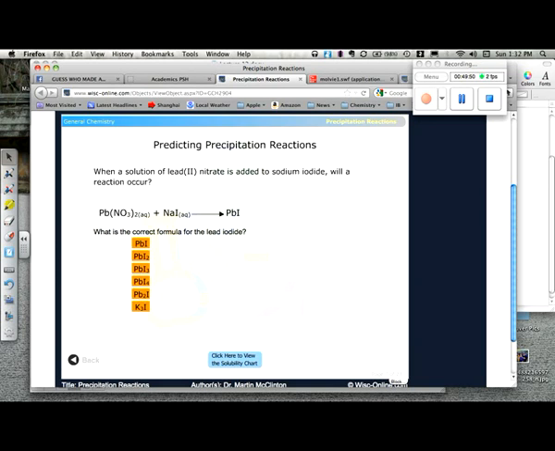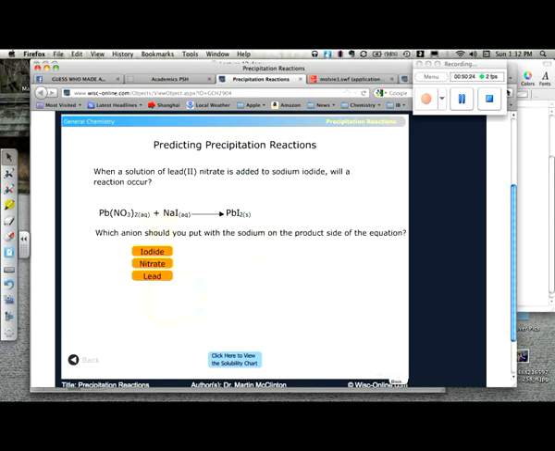And then it even guides you through what's your possible product formula. Is it PbI, PbI2, and so on? Remember, no change in charge, so if it was lead 2, it's still lead 2. Iodine has what charge? -1. So this is my correct formula for lead 2 iodide. Is it soluble? Hint, use the solubility chart. No, it is insoluble.